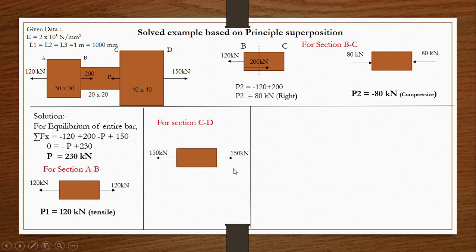Now the third part, the end section, so 150 is given, which is going outside, so opposite also 150 outside. Now it is a section in the tensile force, so the value of P3 will be 150 kilonewton positive.